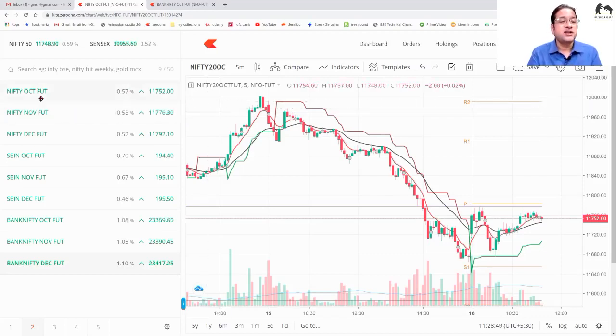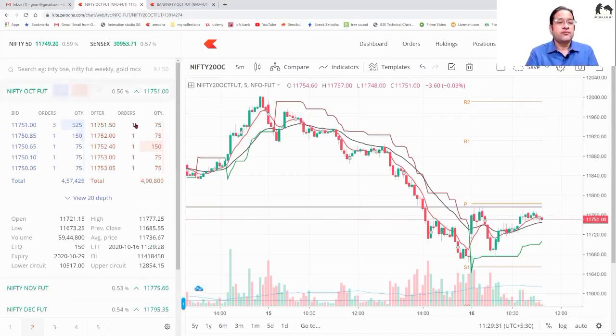Right now, at any given point of time, there are three futures: October, November, and December. So we will also check the depth of the market. As we check the depth, we will come to know the volume. Currently, it has traded about 59 lakh 45,000 contracts today so far, and the open interest as of now stands at 1.14 crores. This is about the October contract.